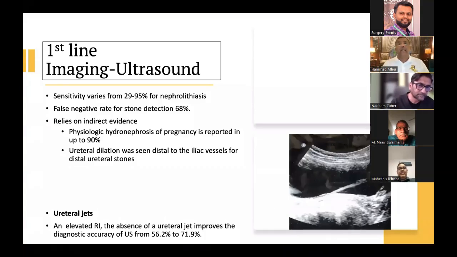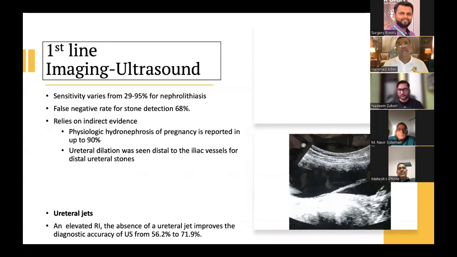So what's really the first-line imaging? The first-line imaging undoubtedly is an ultrasound. However, as we know, for ultrasound the sensitivity varies from 30 to 95%. So it's a big range, and I think this is all operator dependent, and the patient's body habitus, etc., play a role. There is a high false negative rate of 68%. So even two-thirds of patients can have a falsely missed ureteric stone, which can cause problems.